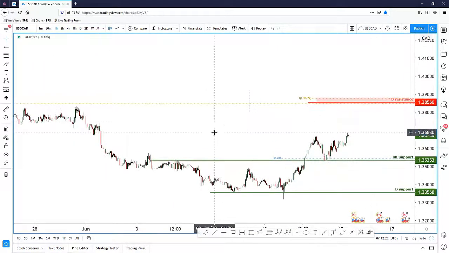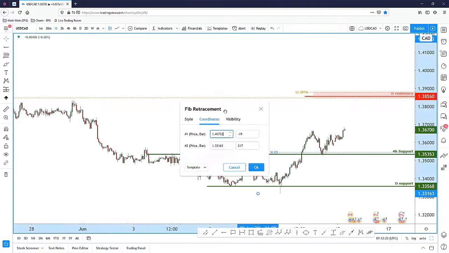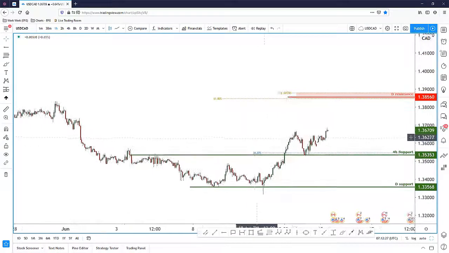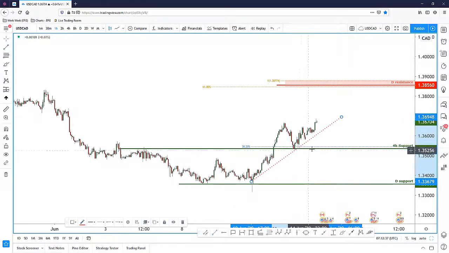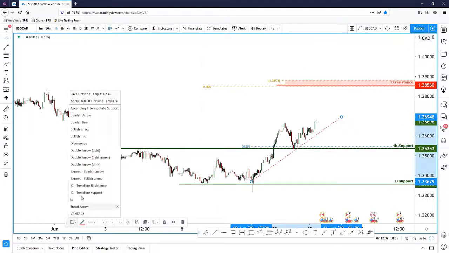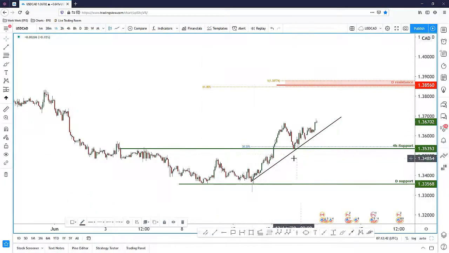On the 1 hour, we have an interesting configuration. If I connect all the lows, ignoring this spike, we see that price is actually holding above an ascending trend line support. Further, price seems to already be breaking above this level here, the recent high. Price is actually testing the recent high.